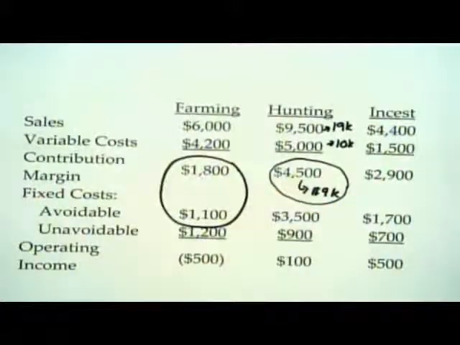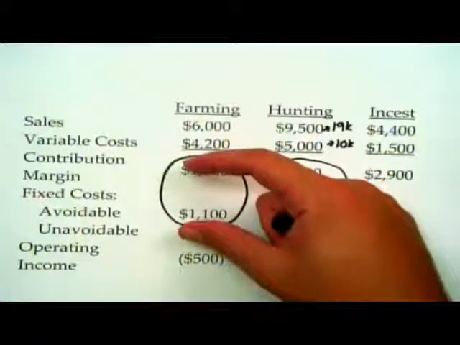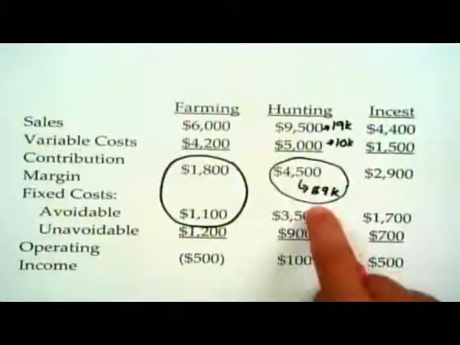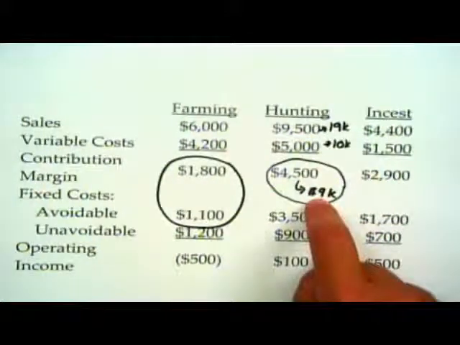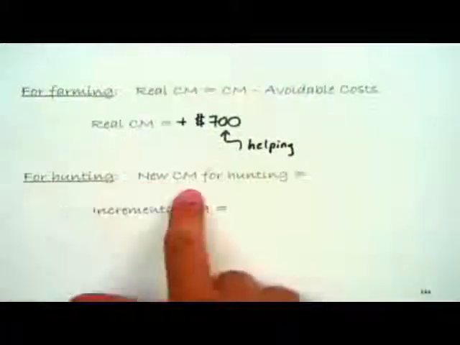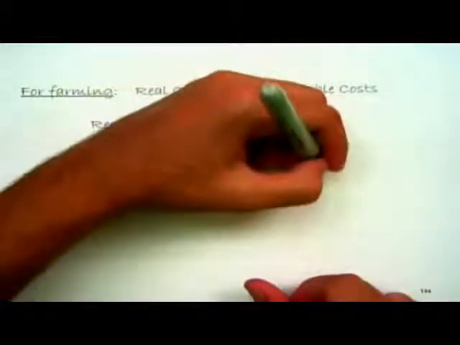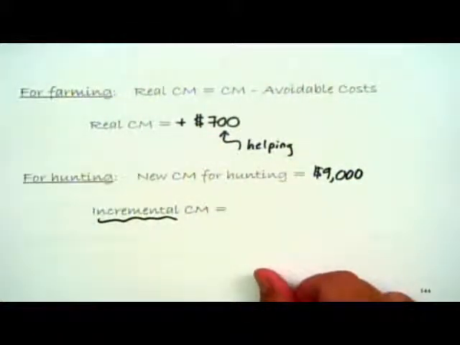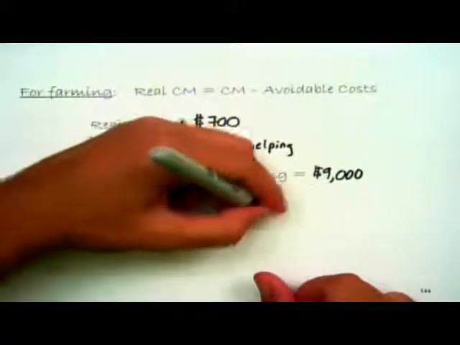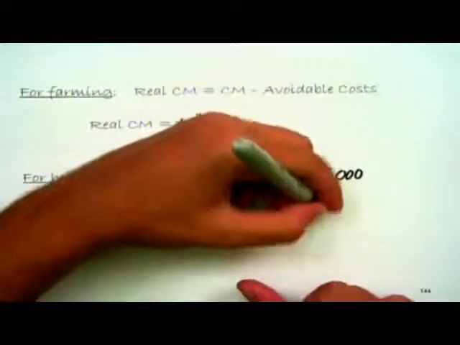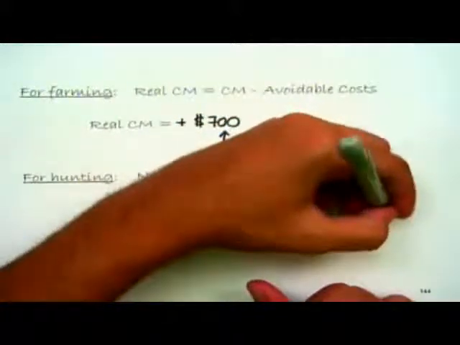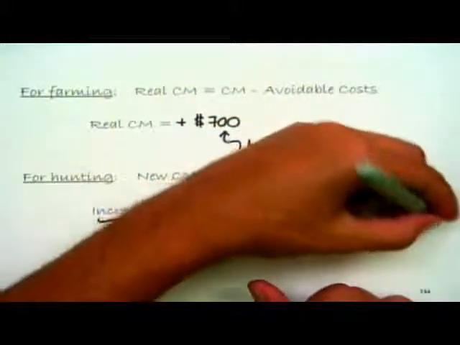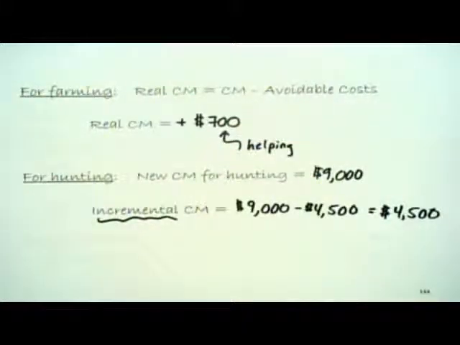You already started off with $4,500 of contribution margin. You have to look at it incrementally. In other words, the question is really asking, should I ditch this one for 700 in order to gain an additional 4,500? Because it goes from 4,500 to 9,000. That's kind of tricky. So what we have to do is figure out the new contribution margin for hunting. Well, it's now $9,000, but we've got to be careful. The incremental or additional contribution margin is what? You got it. 9,000 minus 4,500, which is coincidentally 4,500.